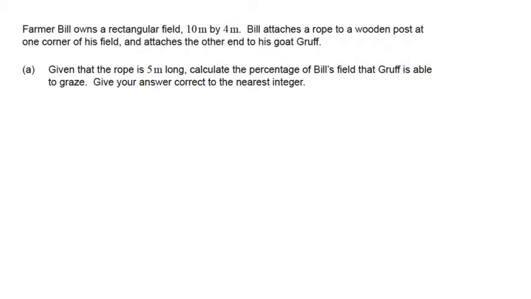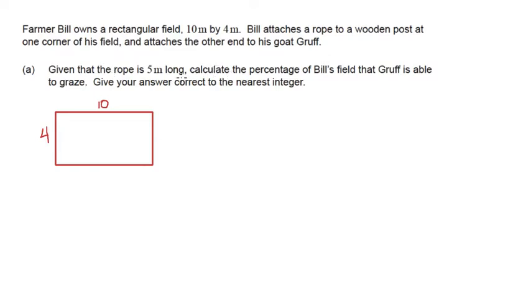Start with this question from a paper 2, so this is with calculator. It says Farmer Bill owns a rectangular field, so let's draw that out, and it is 10 meters by 4 meters. So let's just label that smaller side 4, and then the larger side 10. Does not need to be to scale.